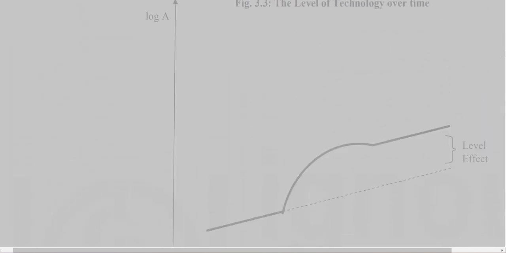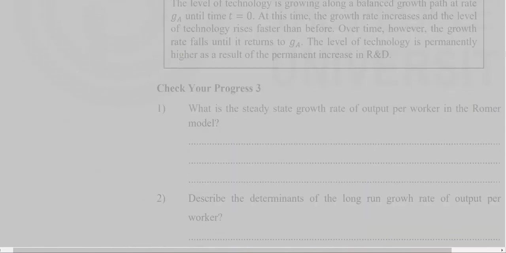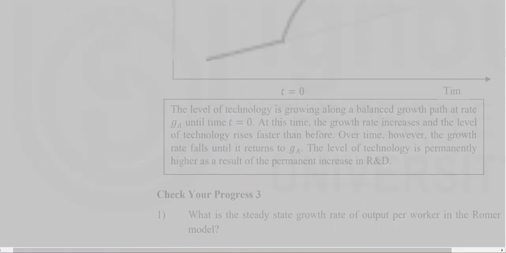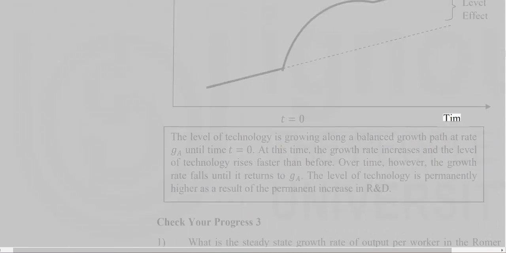Figure 3.3, the level of technology over time, log A. The level of technology is growing along a balanced growth path at rate until time equals zero. At this time, the growth rate increases and the level of technology rises faster than before. Over time, however, the growth rate falls until it returns to. The level of technology is permanently higher as a result of the permanent increase in R&D. Equals zero. Level effect.